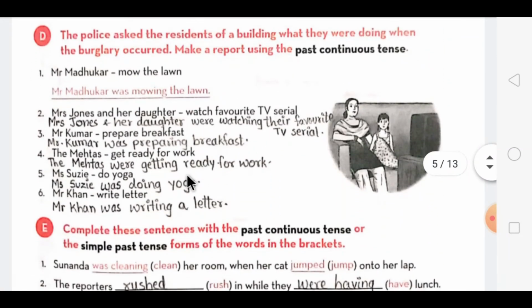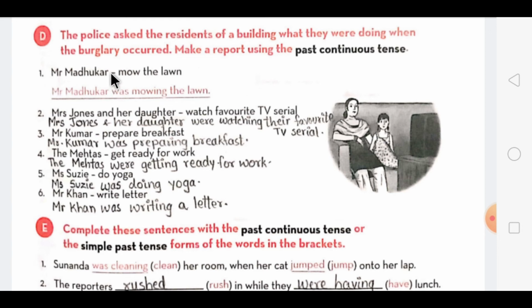Here some sentences are given. The police has asked the residents of a building what they were doing when the burglary occurred. Now the report has to be given in past continuous tense according to the sentence clue which is given over here. In this we have to use past continuous tense with the verb. As the first one is given over here, Mr. Madhukar mowed the lawn. So in that we have to use the past continuous tense.